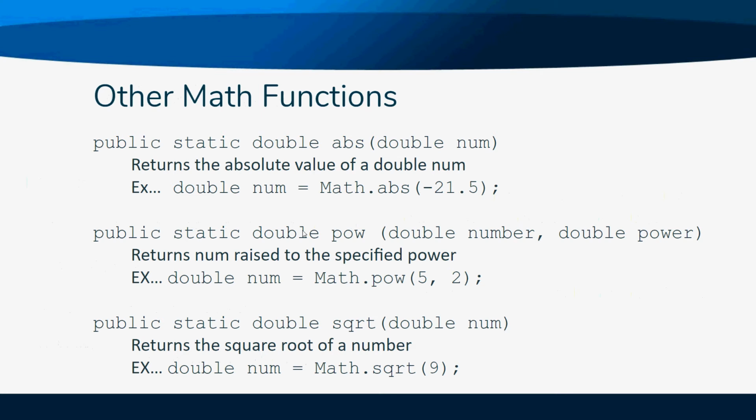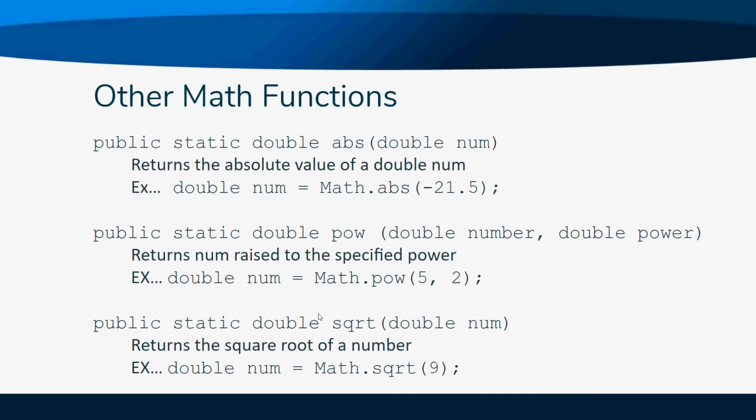Okay, there are other math functions I wanted you to be aware of. You could find the absolute value of something. So here's kind of an example. You could say Math.abs, and it would give you the absolute value of 21.5, which is a positive 21.5. You could take something to the power of something. So here is double number, comma, double power. So if I wanted to find 5 to the power of 2 and store it into double num, there would be double num equals Math.pow(5, 2). That's 5 to the power of 2, which would be 25.